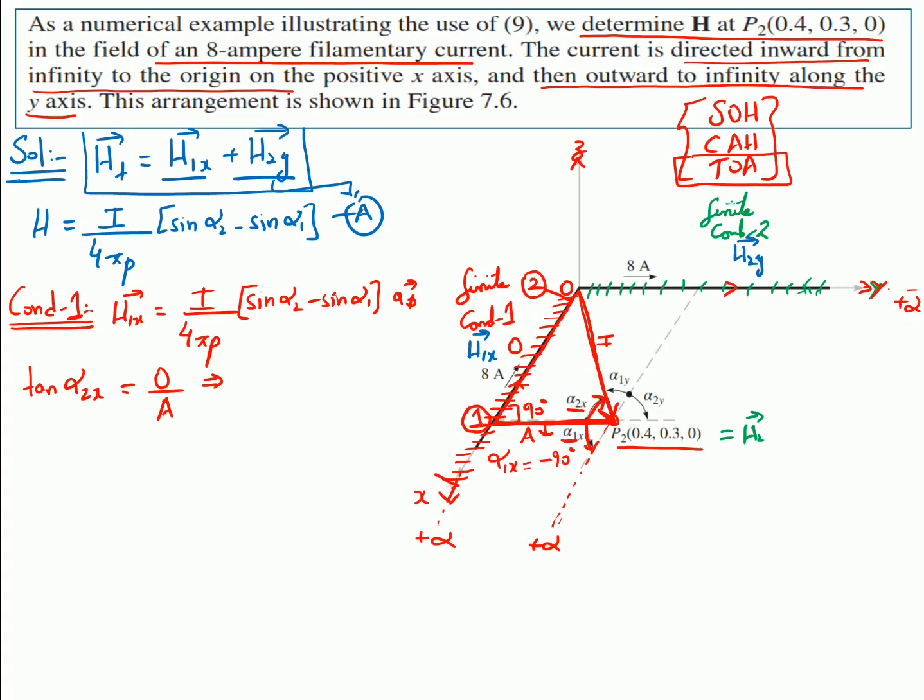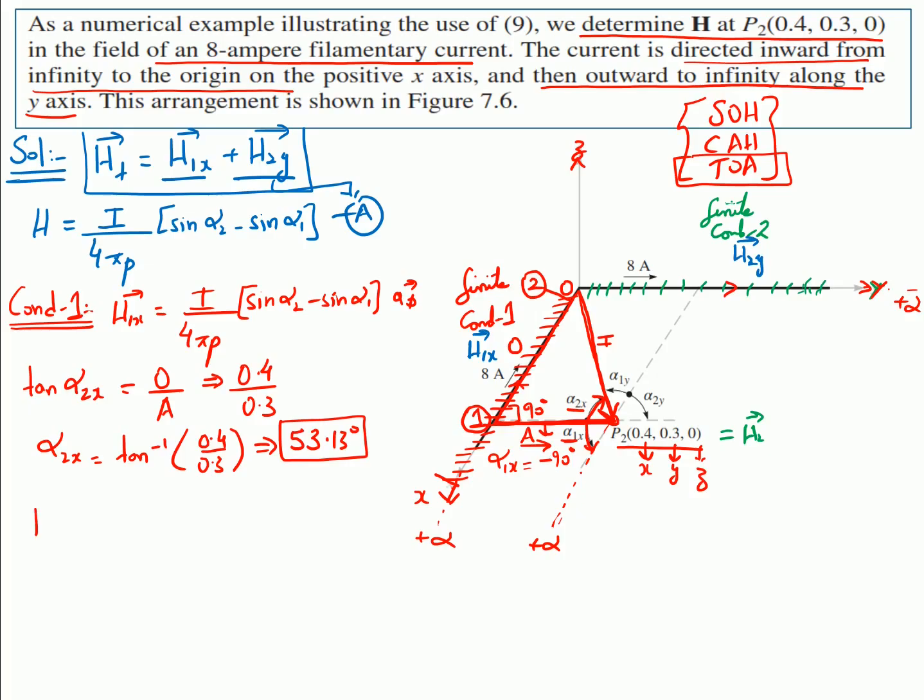If I look along the x-axis, the point along the x-axis has a value of 0.4. So this is x, this is y, and this is z. If I go along the x-axis, this has a value of 0.4. So this is 0.4 divided by the adjacent, which is along the y-axis, or it is parallel to the y-axis. It is 0.3. So this means alpha 2x is going to be tangent inverse of 0.4 divided by 0.3, and it comes out to be 53.13 degrees. So this is the alpha which I got.